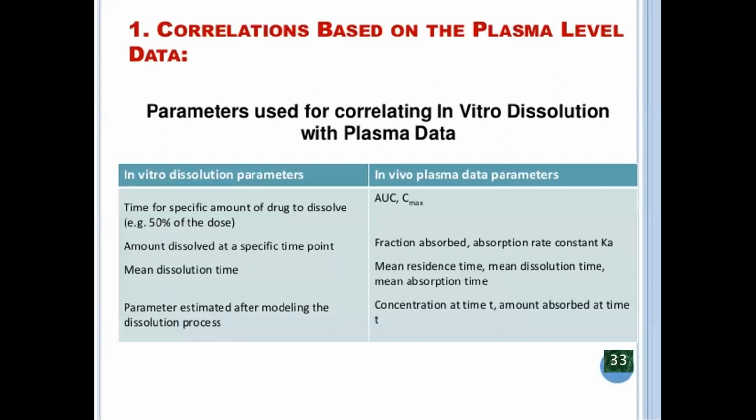Correlation based on the plasma level data. In correlation based on the plasma level data, in vitro dissolution parameters are the time for a specific amount of drug to dissolve, for example 50% of dose, the amount dissolved at a specific time point, mean dissolution time, and parameter estimates after modeling the dissolution procedure. In vivo plasma data parameters are AUC, Cmax, fraction absorbed, absorption rate constant Ka, mean residence time, mean dissolution time, mean absorption time, concentration at time t, and amount absorbed at time t.